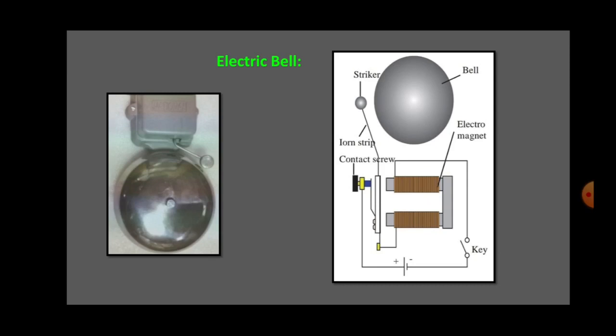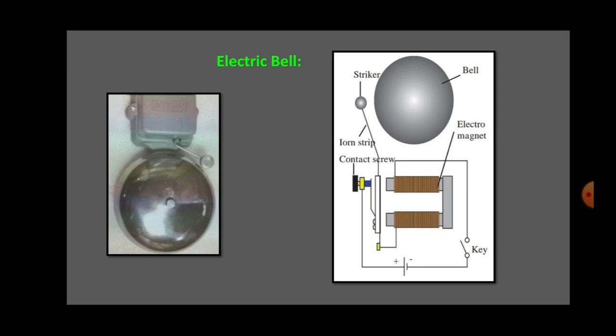Key is the switch. When we press the switch at the doorbell, the bell strikes, right? Now we will study how this works. As you can see, a copper wire is wound around the iron piece, right? There are two such iron bars on which the electric wire is wound, and this whole thing works as an electromagnet. Then an iron strip along with a striker is fitted near the electromagnet, which joins the striker with the electromagnet.